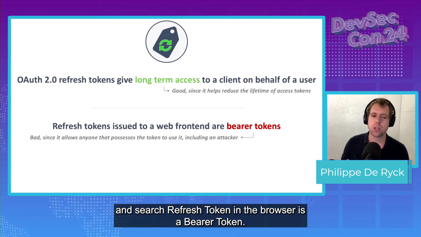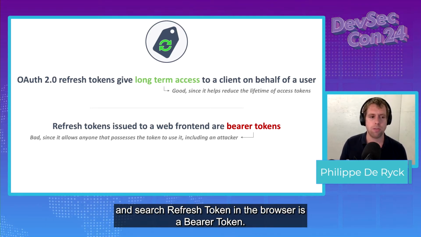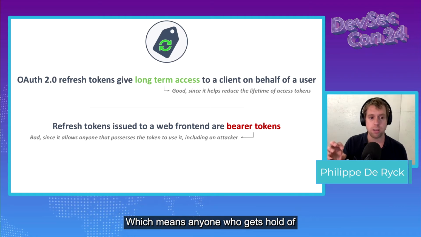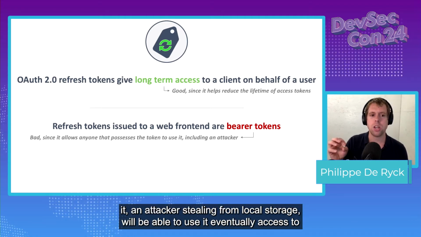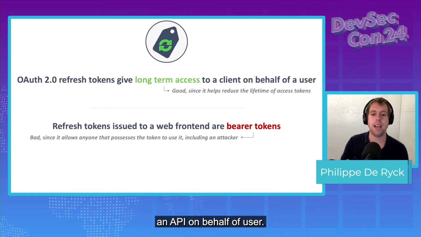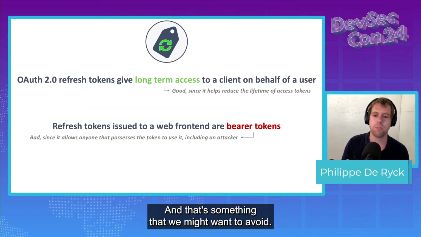And such a refresh token in the browser is a bearer token, which means that anyone who gets hold of it, an attacker stealing it from local storage, will be able to use it, which will give the attacker eventually access to an API on behalf of the user. And that's something that we might want to avoid.